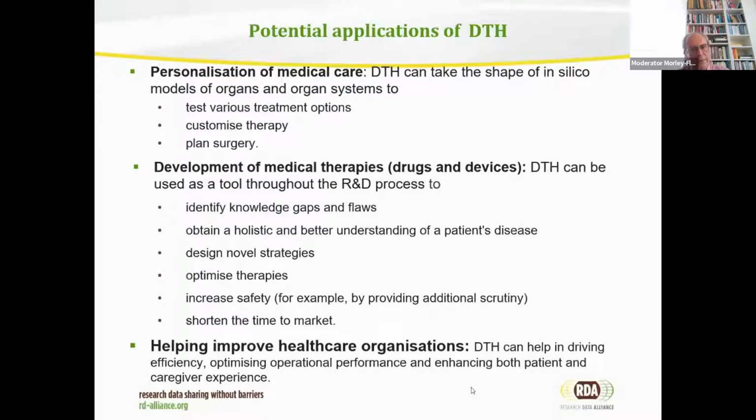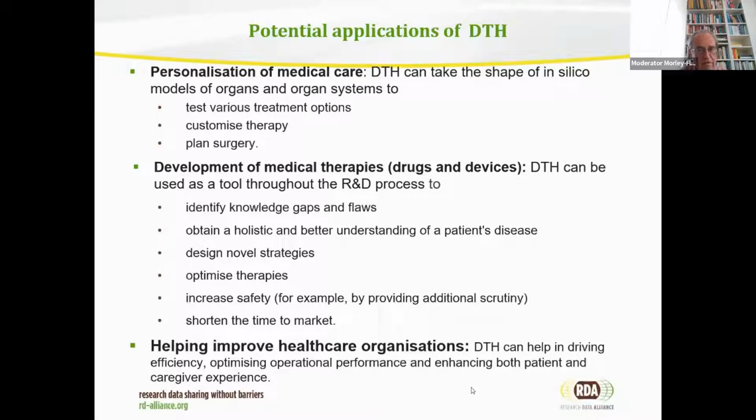What are the potential applications of digital twins in health? Well, there are three levels on which we can discuss this. One is the personalization of medical care, as already mentioned. So digital twins in health can take the shape of in silico models of organs and organ systems to test various treatment options, customize therapies, and plan surgery.